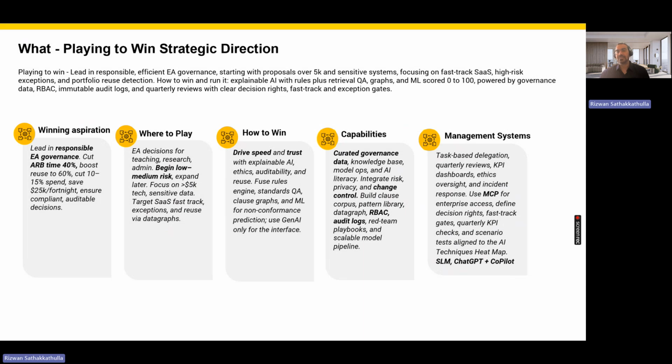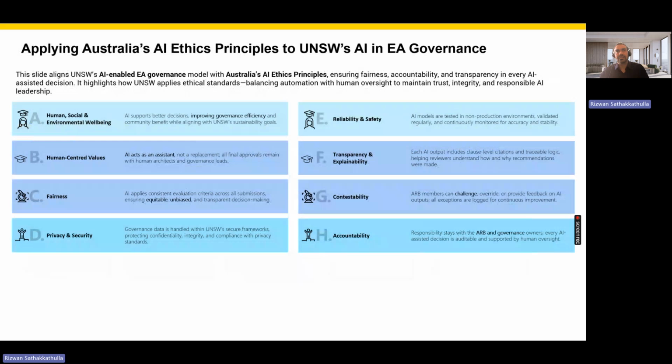And management systems. What are we spending energy on in terms of systems? We are planning to leverage small language models that work based on the domain, and we want to leverage ChatGPT, Gen AI and Copilot, and also MCP, the Model Context Protocol. We don't want it just as a content producer; we want to integrate with APIs and work as agentic AI, so that we leverage it not just for content but for actions.